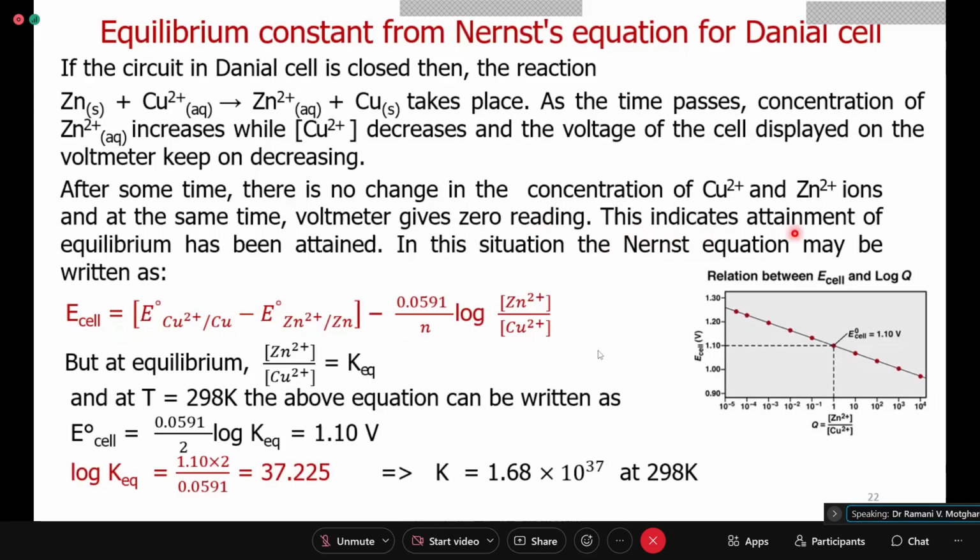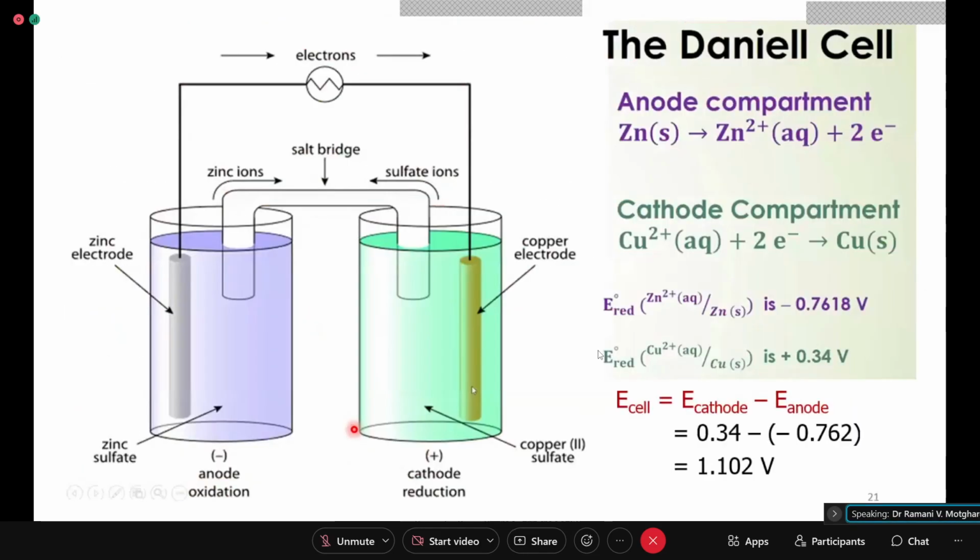So this indicates attainment of equilibrium, and in this situation, the Nernst equation may be written like this, where you write zinc ion concentration by copper ion concentration as the equilibrium constant K. At T equal to 298 Kelvin, the above equation can be written as E naught cell equal to 0.0591 by 2, because two electrons are taking part in each half reaction, log K eq. E naught cell, we know 1.10 volts was read in the previous slide. So that value is written here.